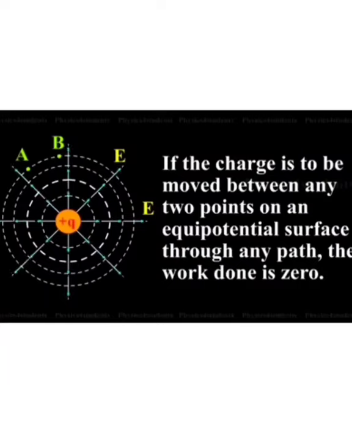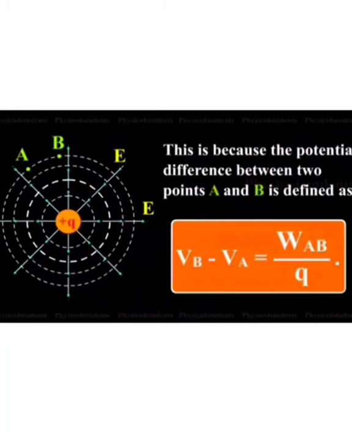If the charge is to be moved between any 2 points on an equipotential surface through any path, the work done is zero. Isn't it? This is because the potential difference between the 2 points A and B is defined as VB minus VA is equal to the work done from A to B by charge Q.